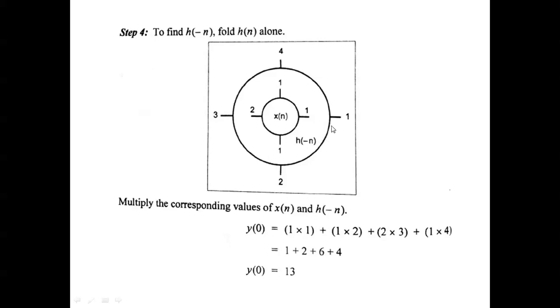So it's y of 0. h of minus n is nothing but the fold of h of n. So y of 0 means 1 into 1, 1 into 1, 1 into 2, 2 into 3, 1 into 4. Just add the values and you get y of 0 is 13. For y of 0 you need no change of circle direction.